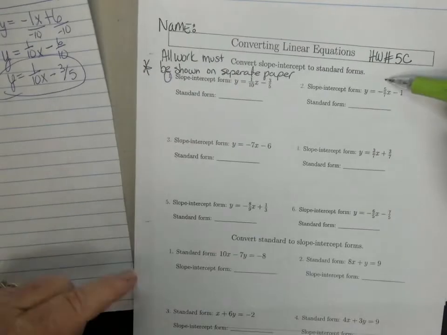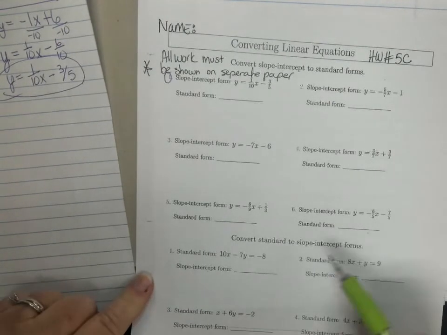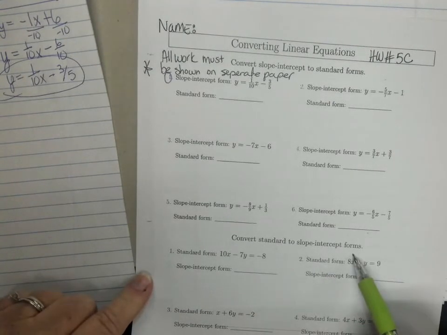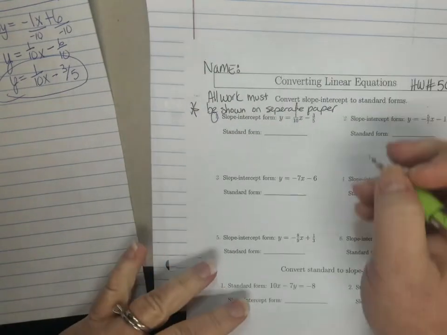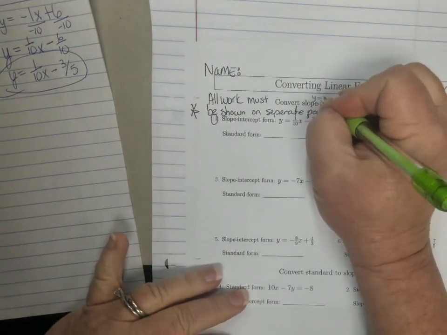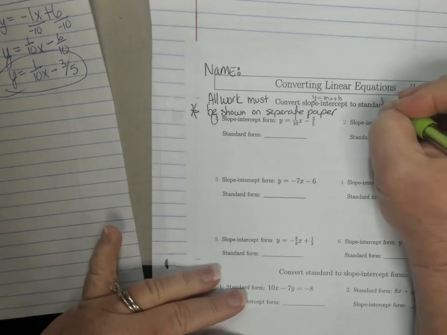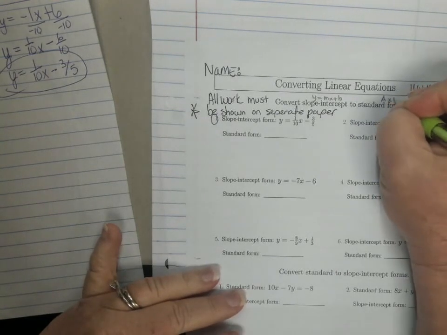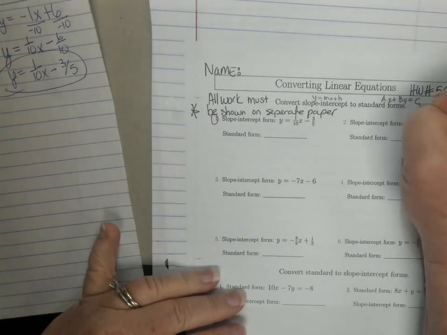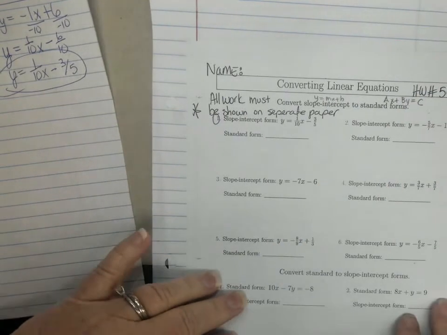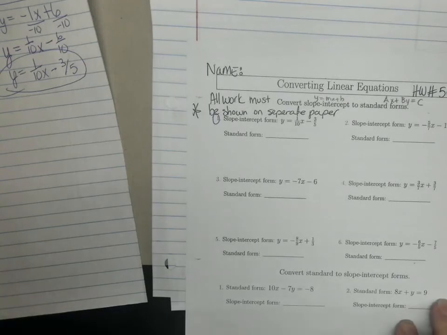All righty. Let us look at number 1 on our practice, okay? On our practice, it says convert slope-intercept to standard form here, and you have 6 problems. And then it says convert standard to slope-intercept. So if you want, right on top of those, slope-intercept is y equals mx plus b. Standard is ax plus by is equal to c. If you get used to that, writing it, what you're looking for, it will be so much easier.